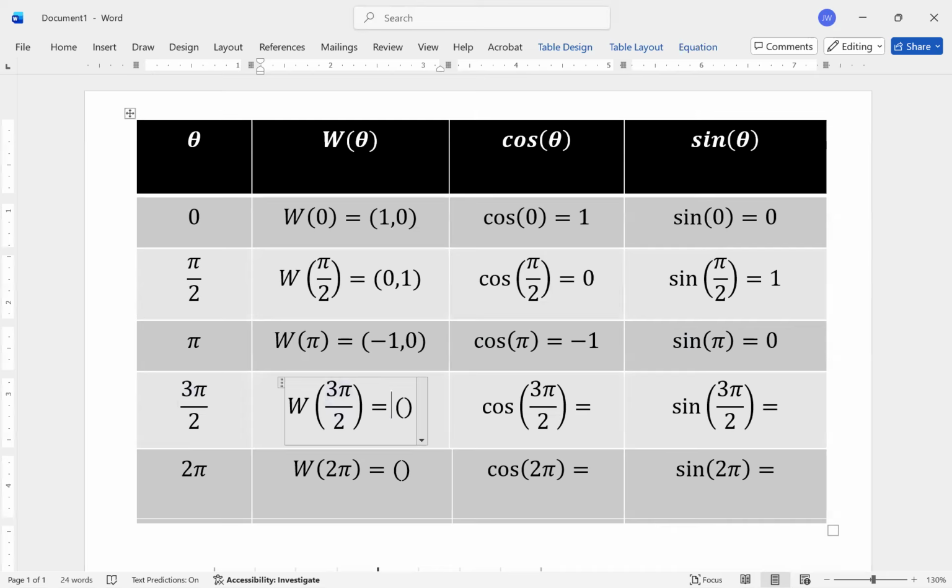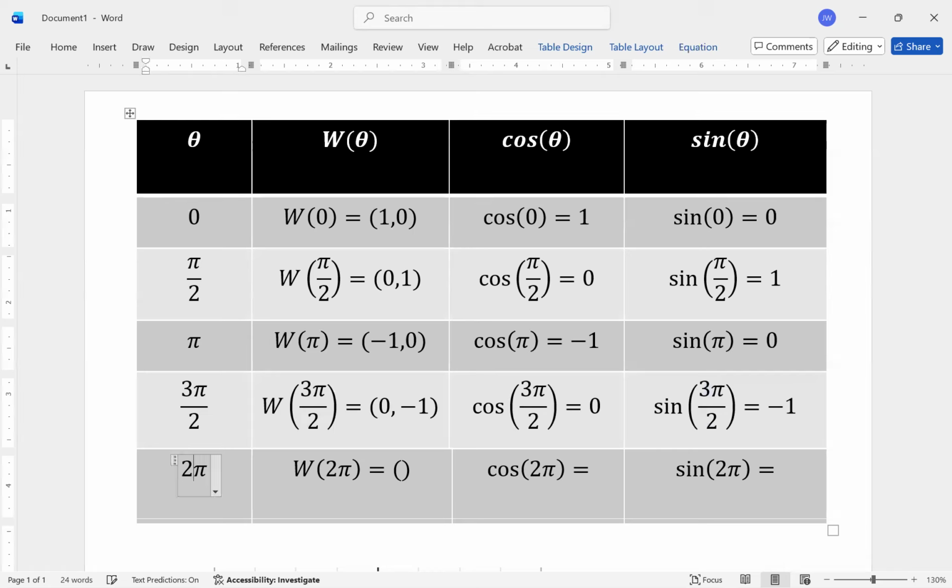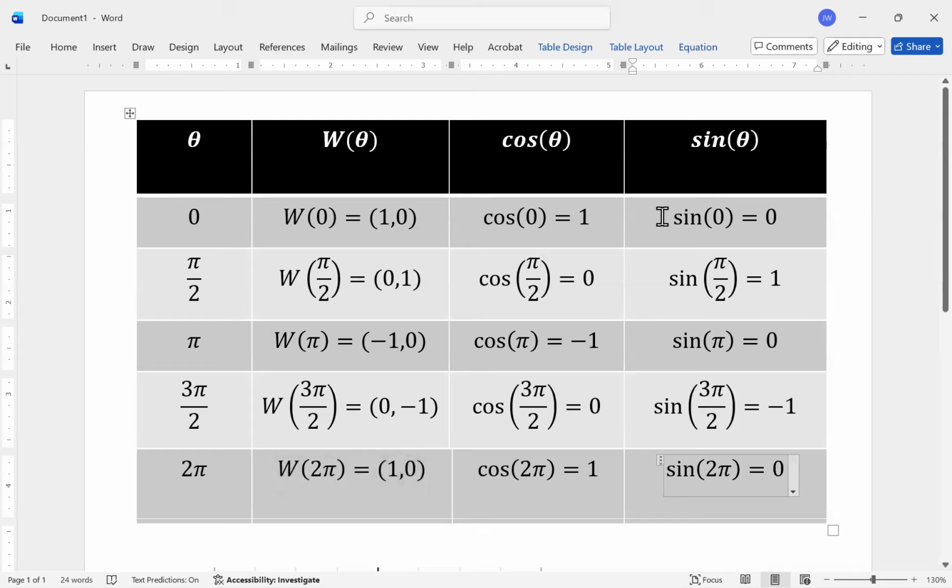3 pi over 2, the wrapping function, that's 270 degrees. That's pointing down along the y-axis. That is 0, -1. And so cosine of 3 pi over 2 is 0. Sine of 3 pi over 2 is -1. And then once we've gone fully around the circle one time, 360 degrees, we're actually back at the point 1, 0 again. So cosine of 2 pi is 1, and sine of 2 pi is 0. Obviously, the wrapping function at 0 and the wrapping function at 2 pi have the same output. So cosine and sine at 0 and 2 pi will have the same output.